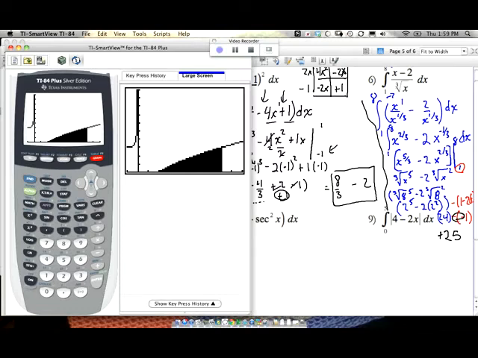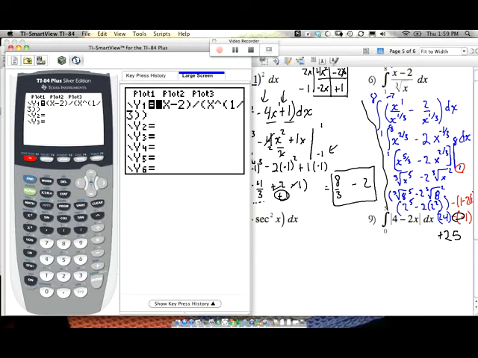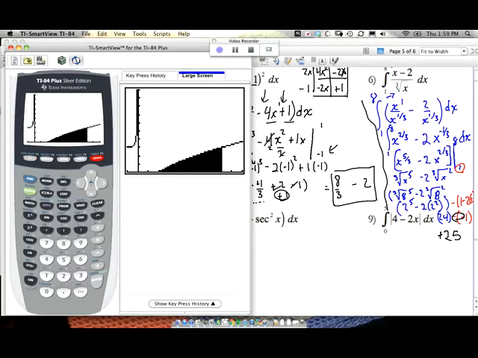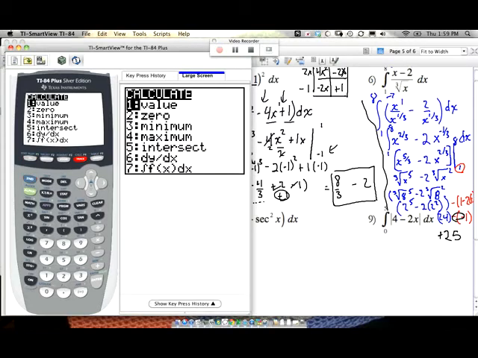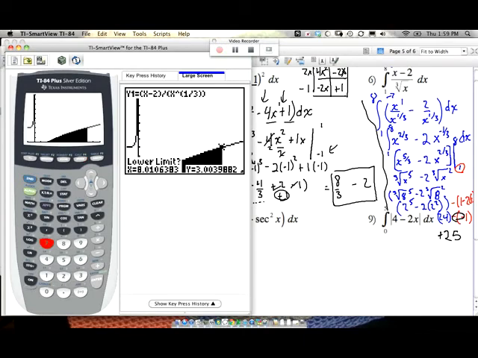Let's just do the area from 2. Where does this cross right here? It crosses at 2. So let's do the area from 2 to 8. So I'm going to do second, calculate. The area, which is 7. My lower one is 2. My upper one is 8. That gives me 10.05. I'm getting something way off here that's not even close to these numbers.